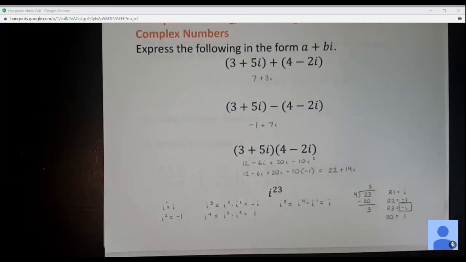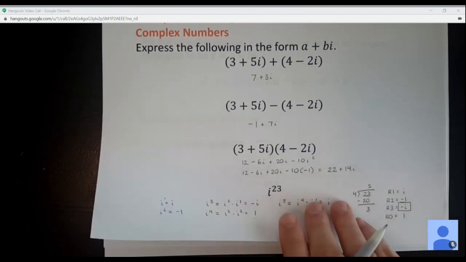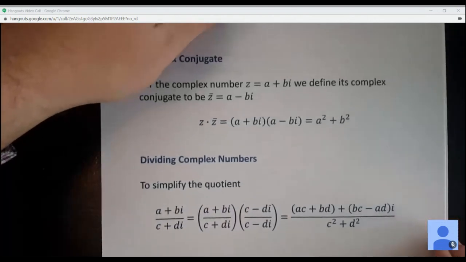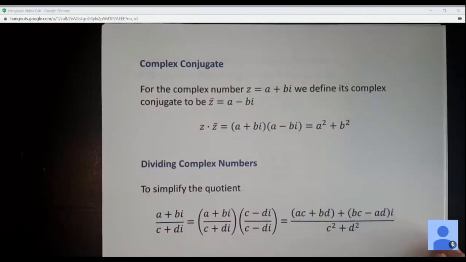Okay. And again, if I ever do move on too fast, stop me, right? Or if you need to, you can always go back and look at the video too, because it'll be there. All right. Next slide, complex conjugates.